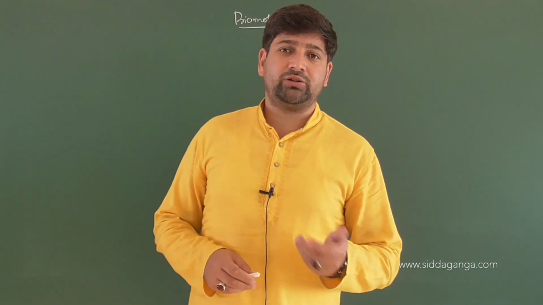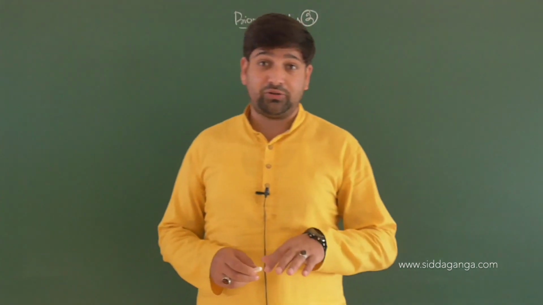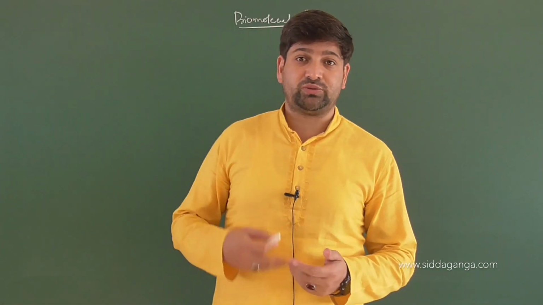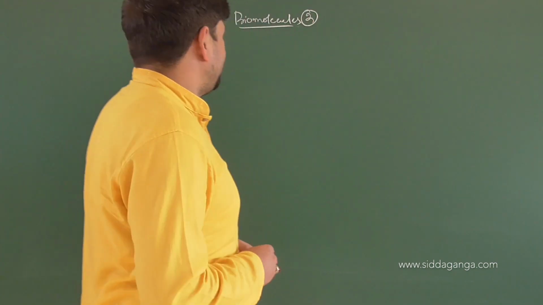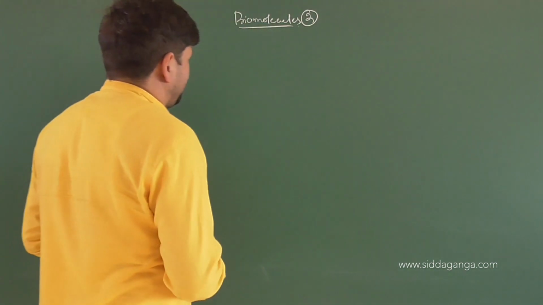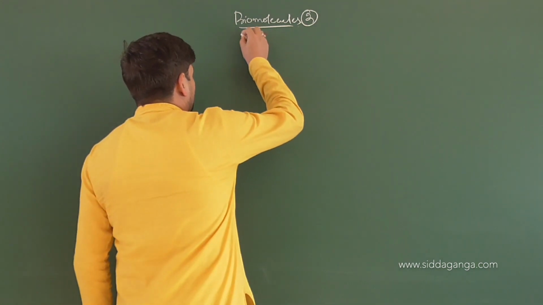Then on the basis of reducing and non-reducing sugars, on the basis of sugars and non-sugars, on the basis of the number of carbon atoms: trioses, tetroses, pentoses, hexoses, heptoses, and so on and so forth. So our discussion that starts today with the basic monosaccharide in the biomolecules is glucose.